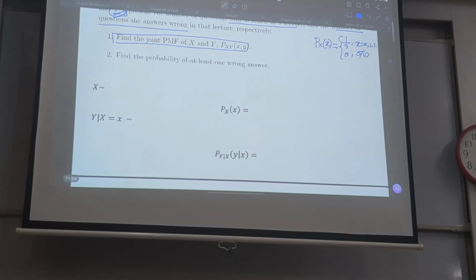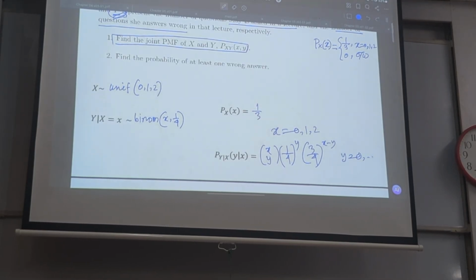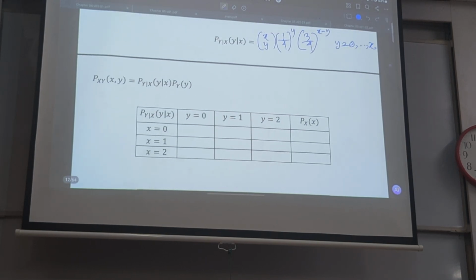So X is uniform, right? With values 0, 1 and 2, and the PMF of X is 1 over 3. Given X, Y is binomial with parameter 1 over 4, and the distribution is X choose y, 1 over 4 to the power y, 3 over 4 to the power X minus y. X goes from 0, 1 to 2, and y goes from 0 to X. Now, fill up this.